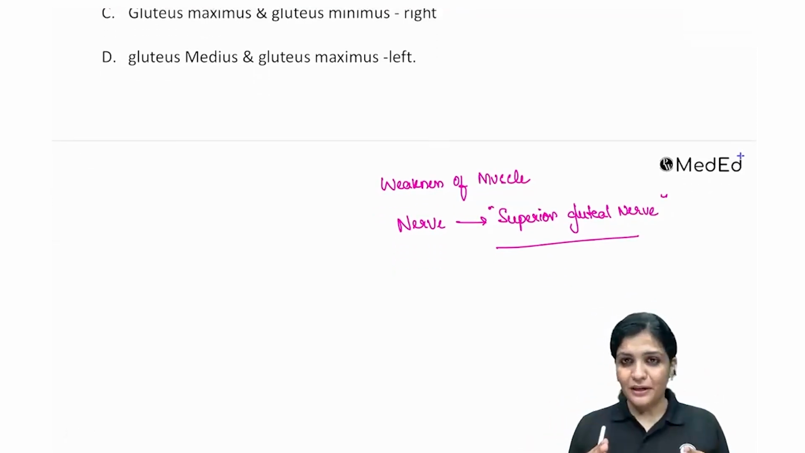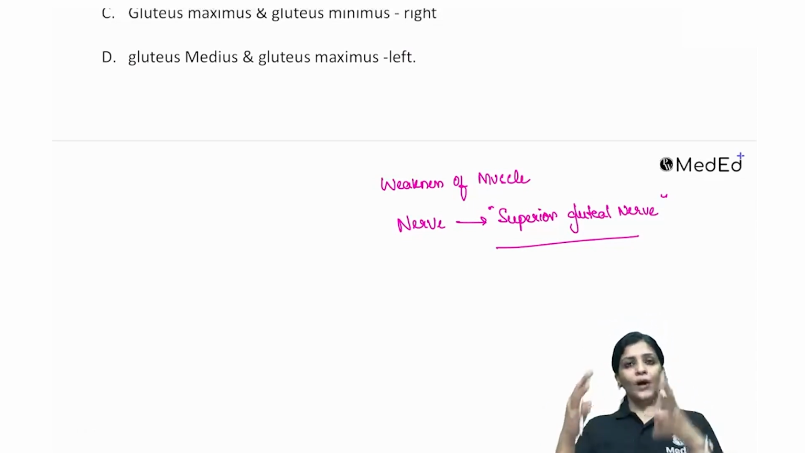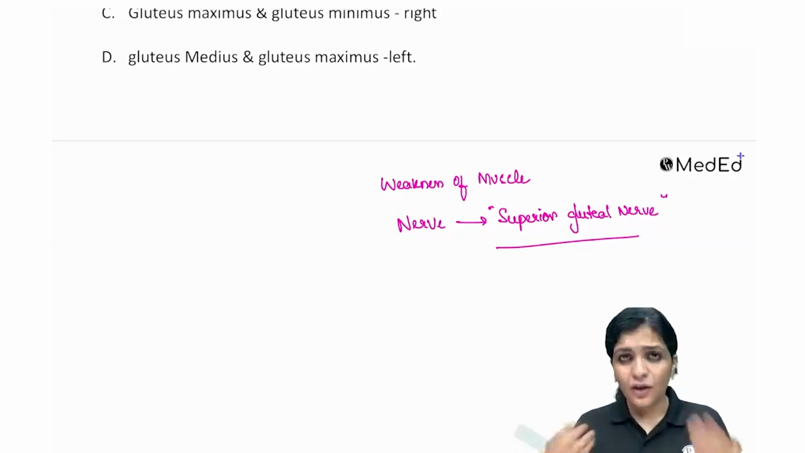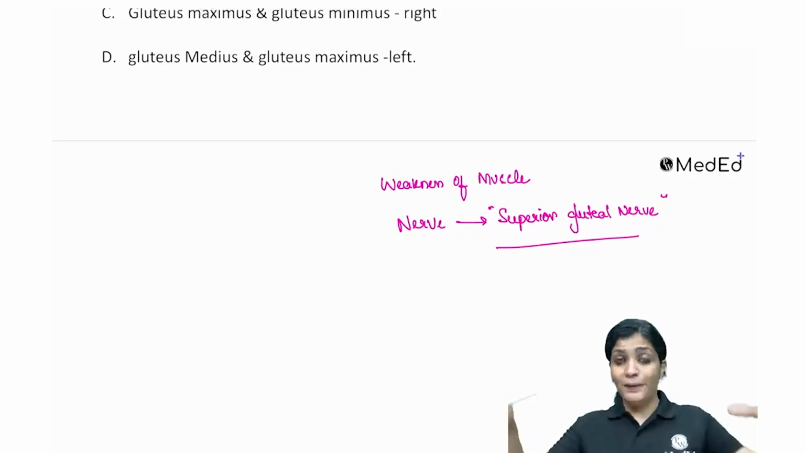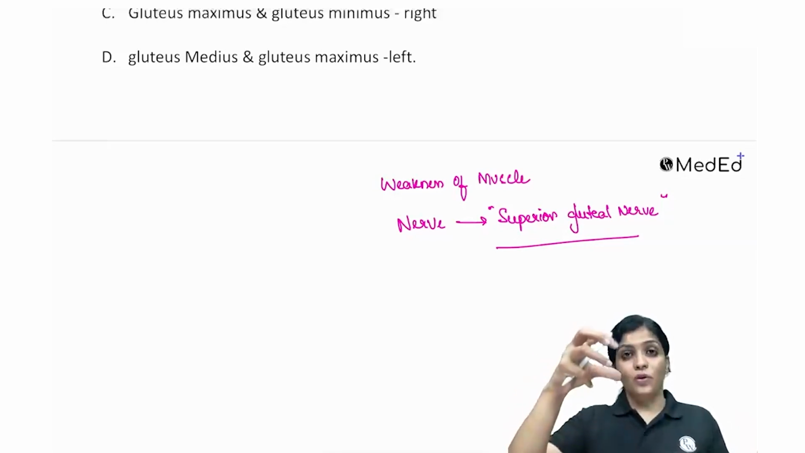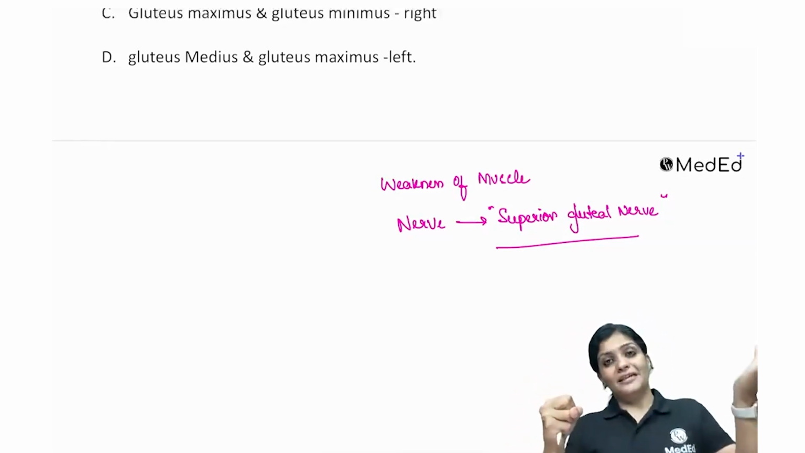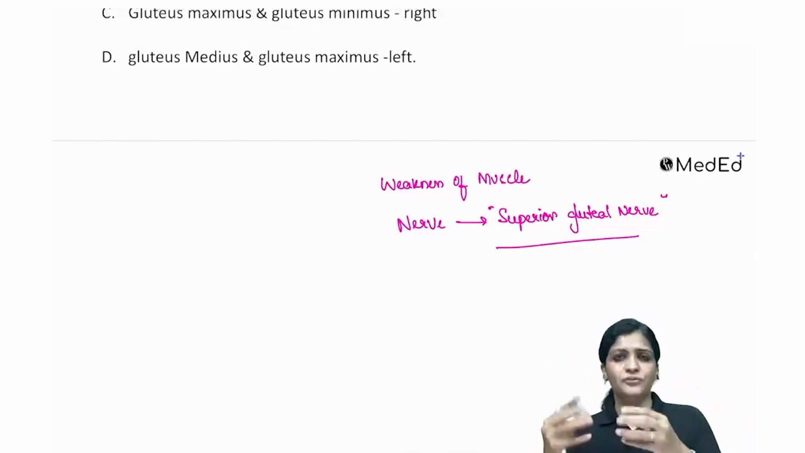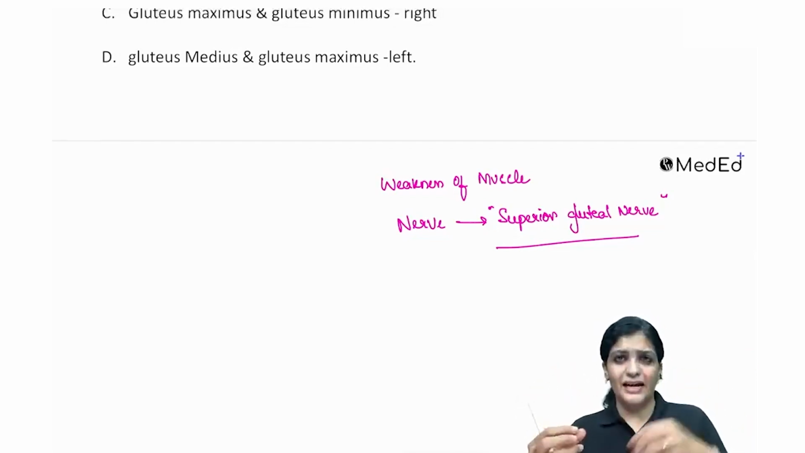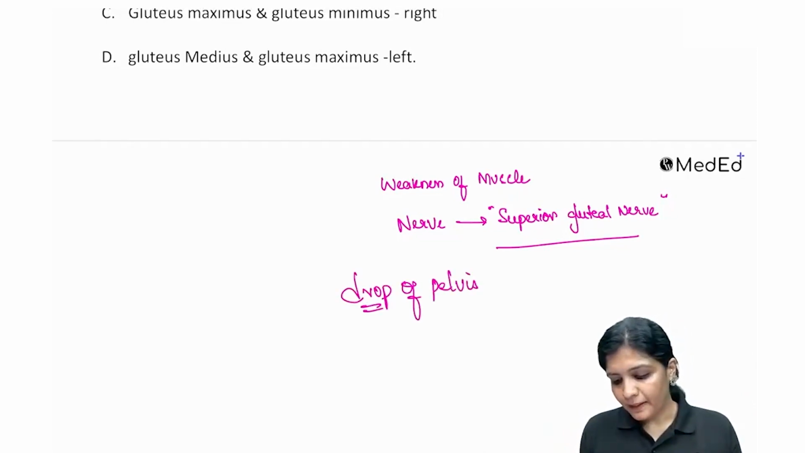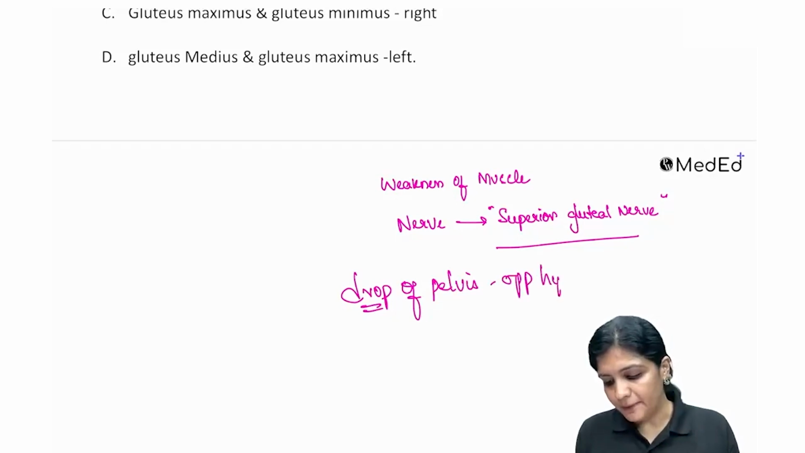So what happens in this Trendelenburg sign? Whenever you try to stand on one limb, you can try it by yourself. You can stand on a single limb and you can see that you can balance the pelvis. It means that the limb on which you're standing causes abduction, that is, raising of the opposite limb, right? So whenever we are standing on the right limb, if your abductors are weak on the right side, it causes the droop or drop of the pelvis on the opposite hip, right?